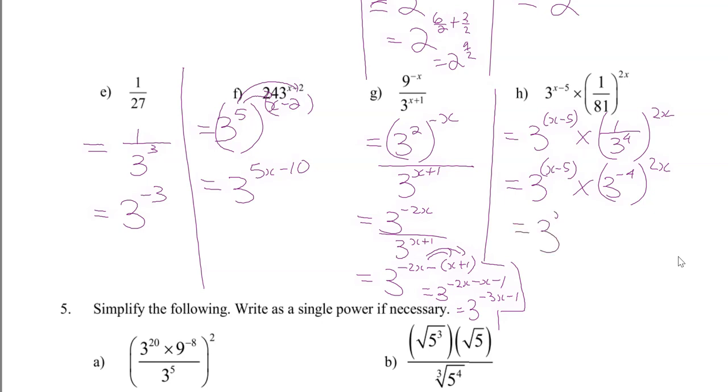Okay, so now 3 to the x minus 5. 3 to the negative 4 times 2x is negative 8x. 3 to the negative 8x. So we get x minus 5 minus 8x. So x minus 8x is negative 7x minus 5.